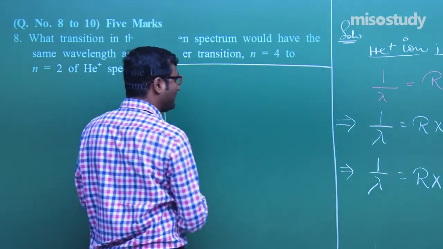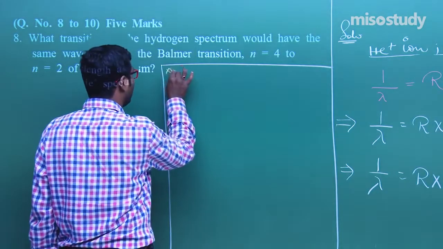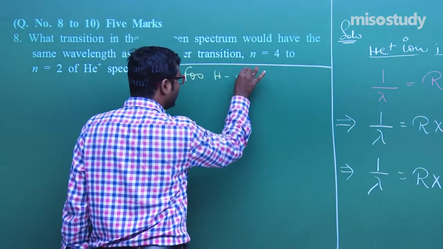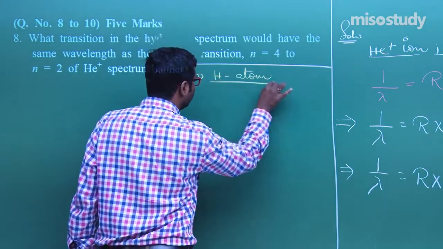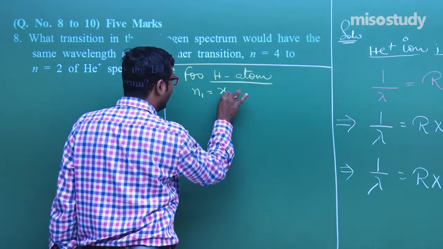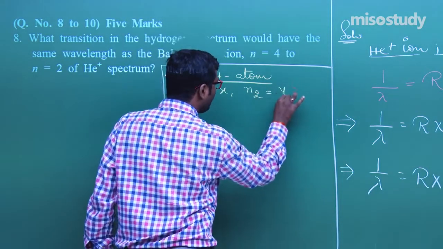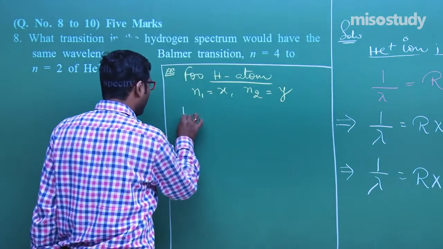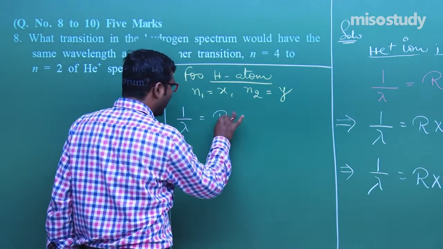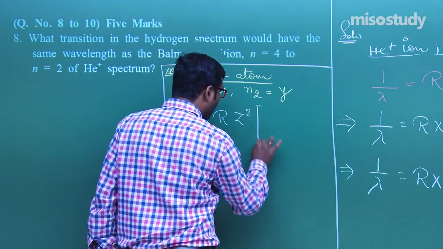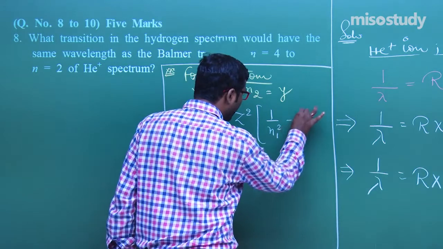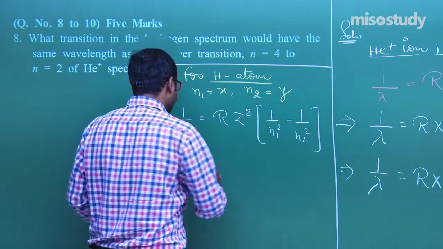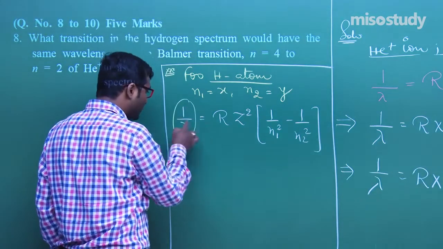Now, this lambda is exactly equal to a transition of hydrogen. That is, for the hydrogen atom, let the transition be n1 is equal to X and n2 is equal to Y, and we need to find the value of X and Y. Put here 1 upon lambda is equal to R Z square into 1 upon n1 square minus 1 upon n2 square. Am I right? Yes.